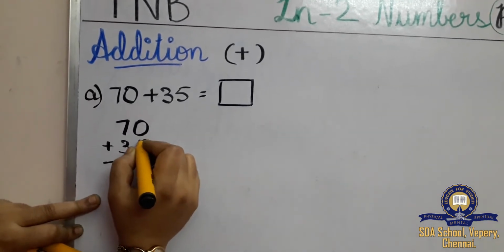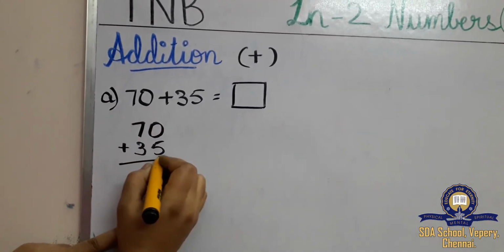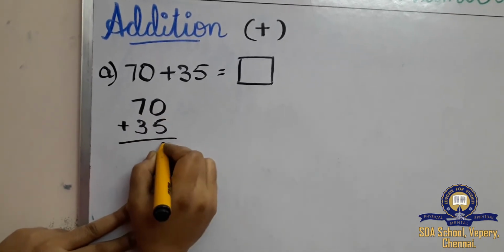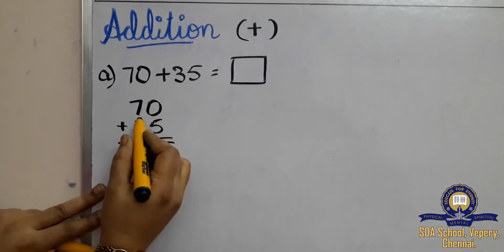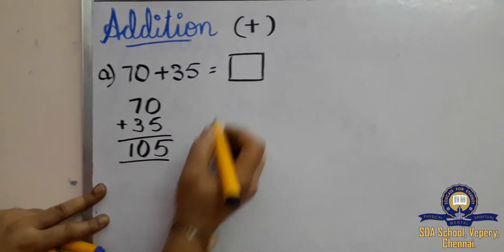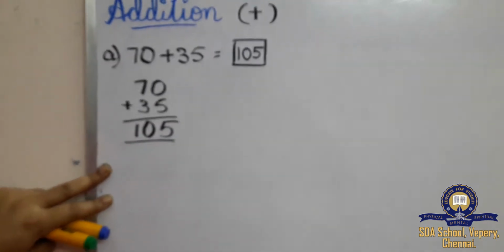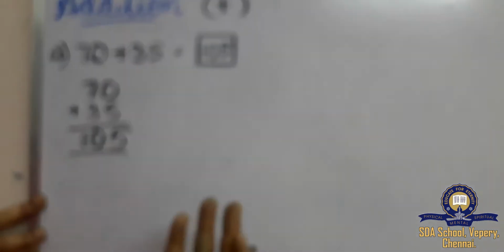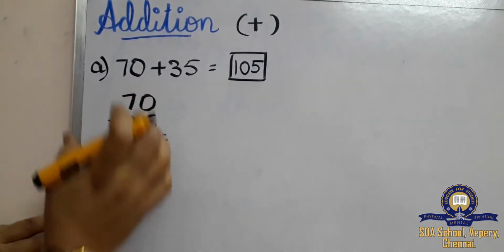Okay, 0 plus 5, any number if we add with 0 is the same number. So any number if we add with 0, the same number will be coming. So it is 5 here. Okay, then 7 plus 3, 7, 8, 9, 10. So the answer is 105. This is the step in which we can count the numbers using our fingers, right? We can count like 7 plus 3, 1, 2, 3. So total 10. We can count like this.